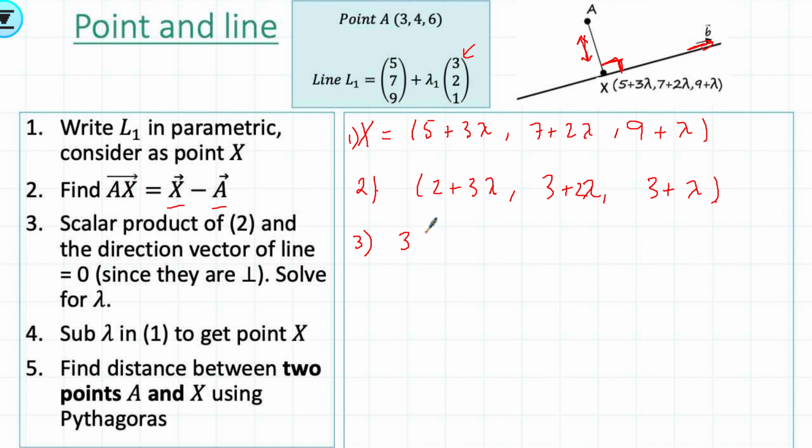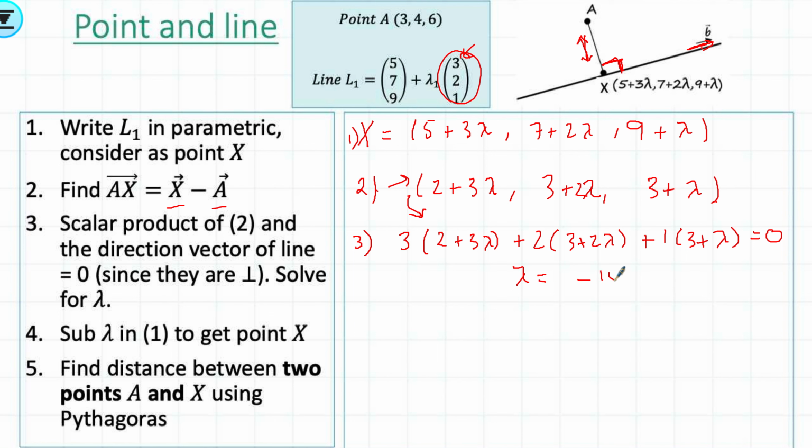And I will substitute in the point that I found, so 2 plus 3 lambda, and then 3 plus 2 lambda, and, sorry, we're doing the scalar product of this vector and this vector. So multiplying them together, and we are expecting a 0, so we're setting it equal to 0. When you solve, this will give you lambda to be negative 15 over 14. So if lambda is negative 15 over 14, I will get this particular x that's directly below A, and then this will be the shortest distance.